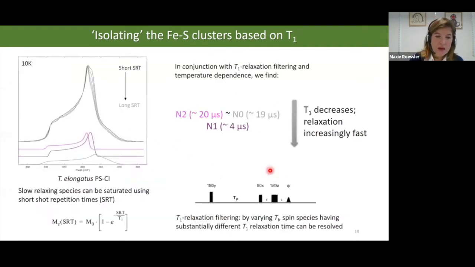Now we can play similar games with T1, both by changing the shot repetition time, so that's the delay between different pulse experiments, but also by using a refine method. So this is again the Hahn echo sequence here, and by putting a pi pulse in front of it with a variable time delay, we can effectively filter out, at least partially, the contributions from different clusters, so that we can get more confidence on what the individual g values are, given that the clusters all overlap like that, which is really quite tricky.